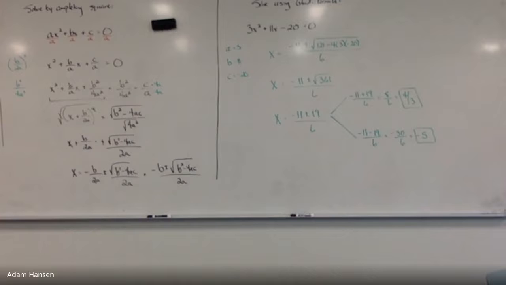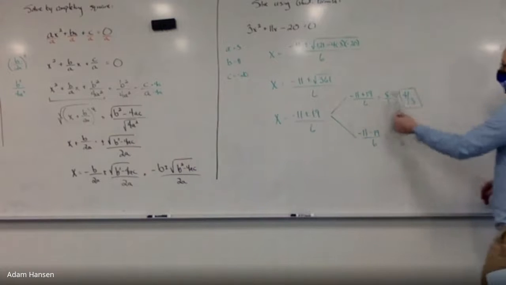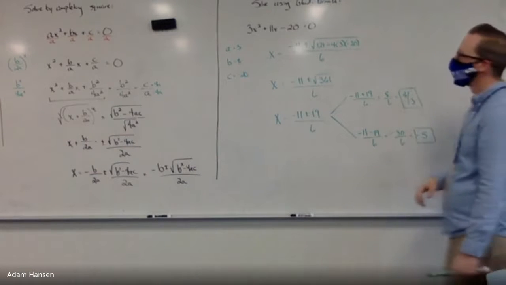We set it up. We started simplifying. I took the square root, brought down negative 11 plus or minus 19 over 6 to break apart and find the answer.